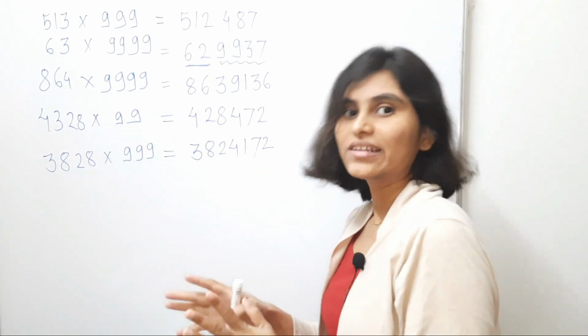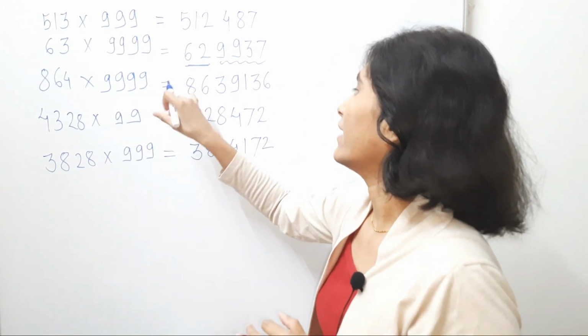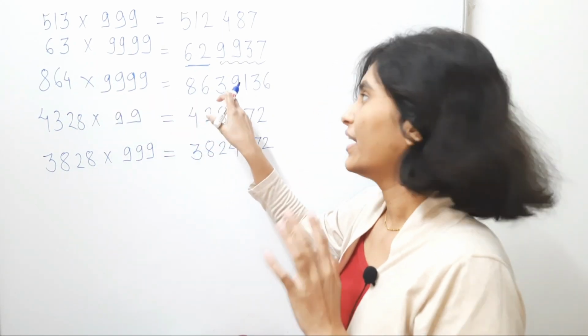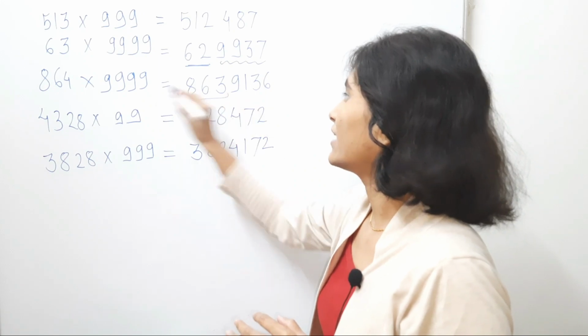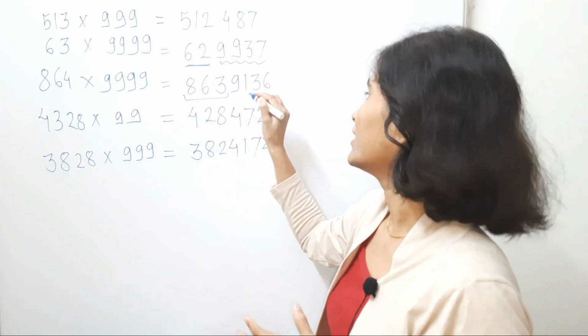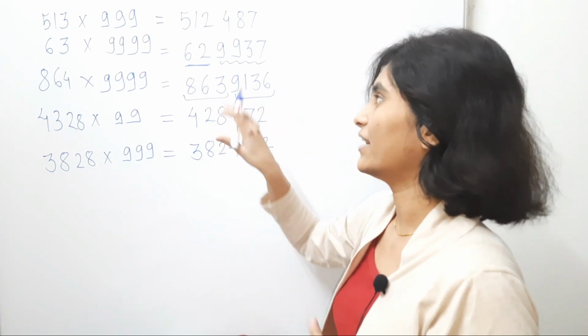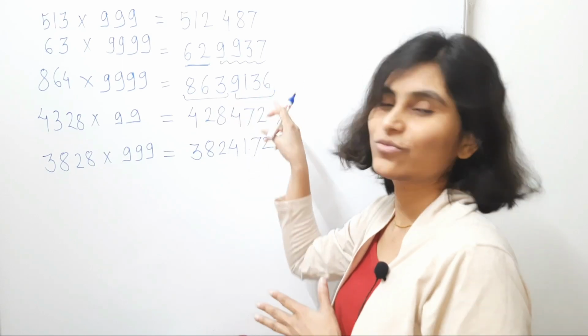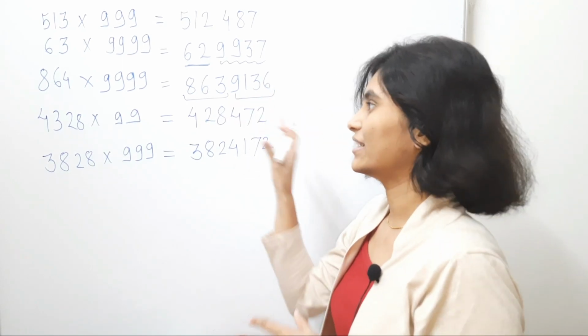Now let's look at the third one. So you just follow the same procedure. So here we have 864, so subtract 1, it is 863, and from this 9999 you just subtract 863, so it is 9136, and therefore the answer to the third one is 8639136. I hope it is clear to you.